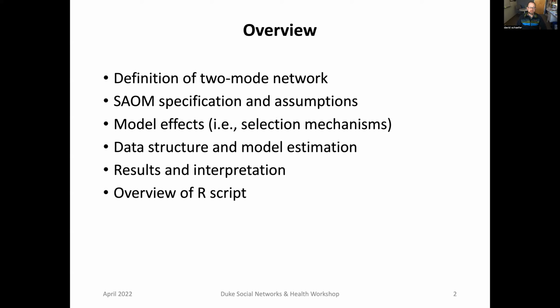I'll spend some time talking about the different kinds of effects that you can model, in other words, the selection mechanisms that actors use to make choices of events. I'll talk about what the data structure should look like and then how we set up the model. And then I'll go through some results from a model that has been estimated to the data that you have for the lab section of this, and then point out a few things in the R script.